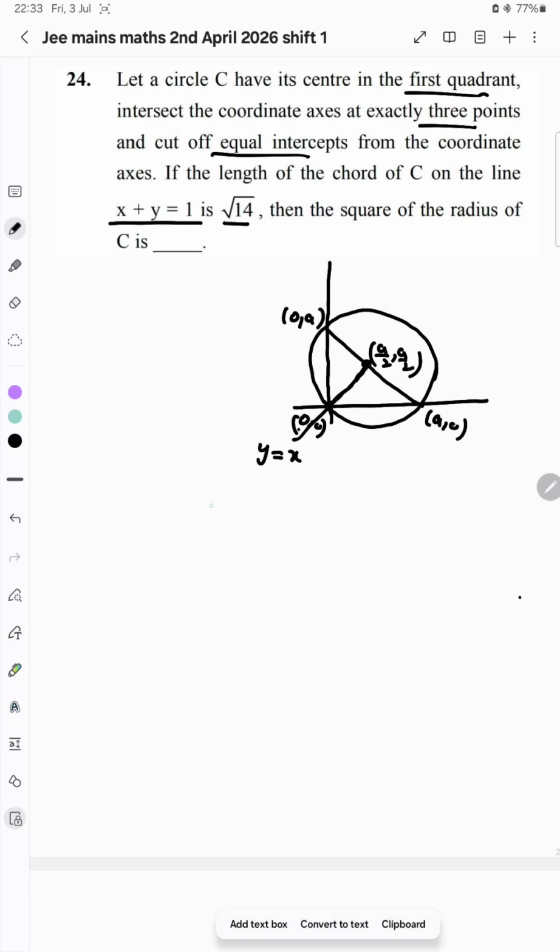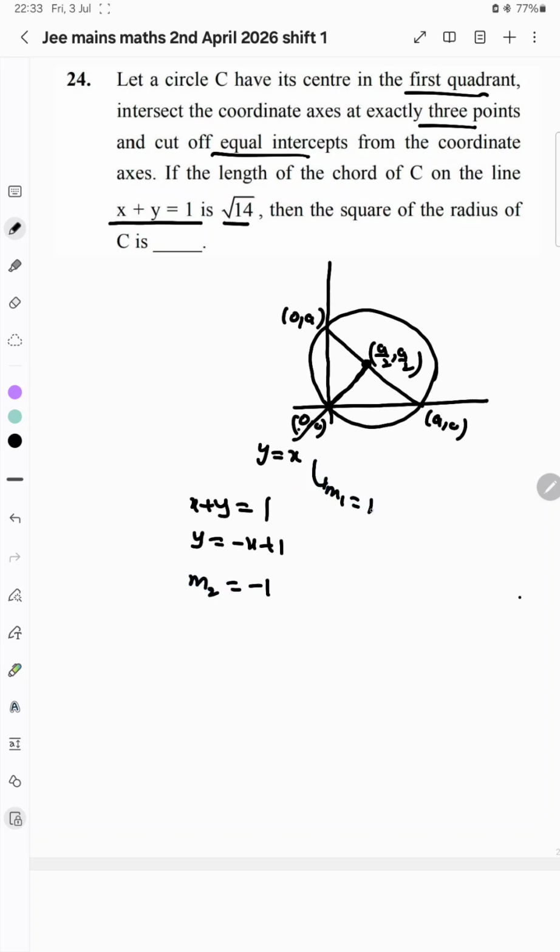So the given line is x plus y is equal to 1. That means y is equal to minus x plus 1. If you observe, the slope is minus 1, and the other line has slope m1 equal to 1. So the product of slopes m1 into m2 is minus 1. So clearly the lines y is equal to x and x plus y is equal to 1 are perpendicular to each other. So for this we can draw it like this. Okay, it is perpendicular.